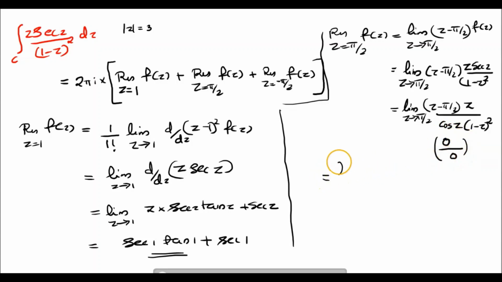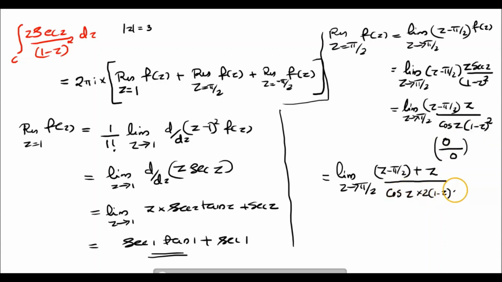We can use L'Hospital rule, that means differentiate numerator and denominator with respect to z. Derivative of numerator, this is u into v form: (z minus pi by 2) into derivative of z, which is 1, plus z into derivative of (z minus pi by 2), which is also 1. Divided by, now the derivative of the denominator: cos z into derivative of (1 minus z) all square, which is 2 into (1 minus z) into minus 1, plus (1 minus z) all square into derivative of cos z, which is minus sin z.